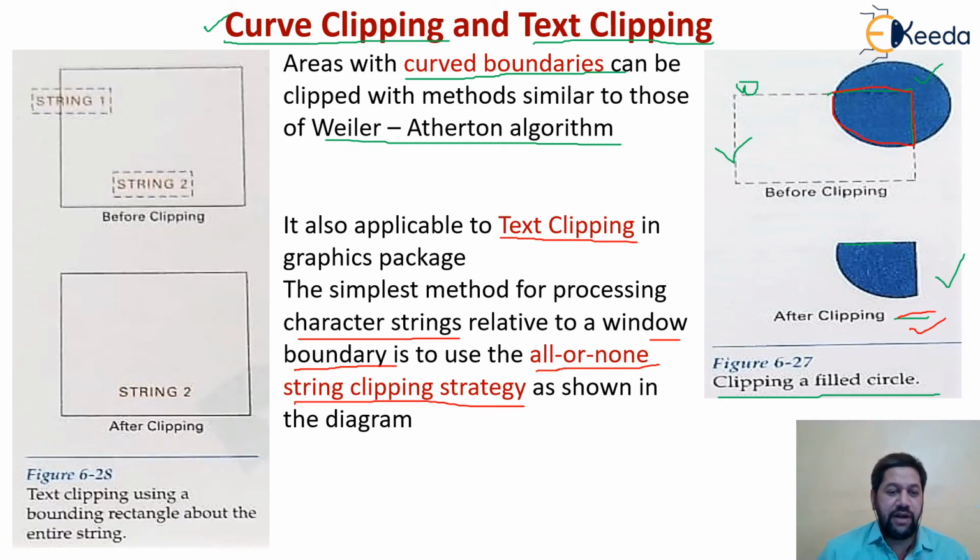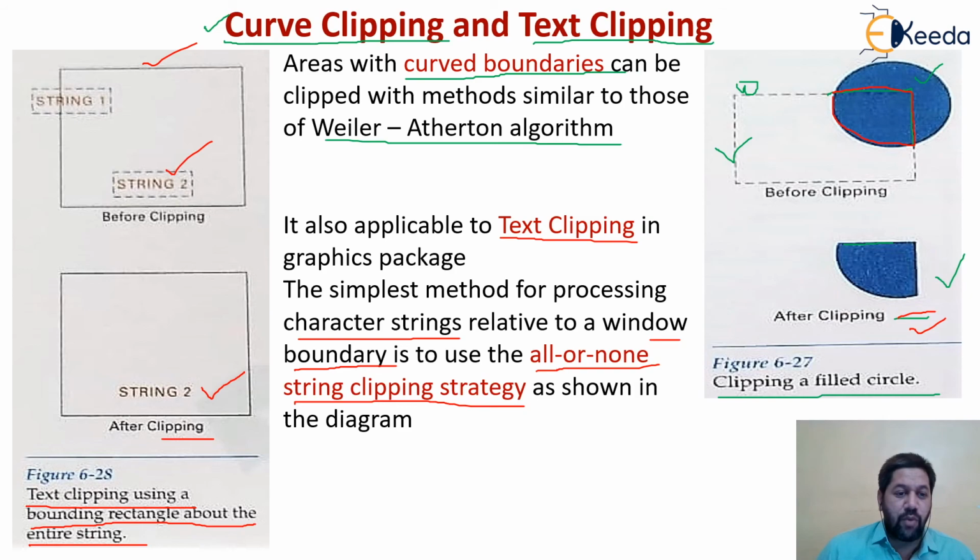This strategy is known as the all-or-none string clipping strategy, as shown in the diagram. Let us understand the diagram. This shows text clipping using a bounding rectangle about the entire string. You can find that here string 2 is completely inside the clipping window. This is my clipping window. This string 2 is completely inside, so it is displayed on the screen after clipping.